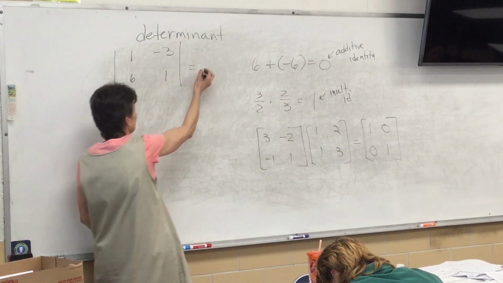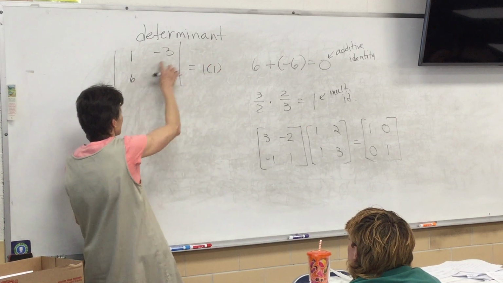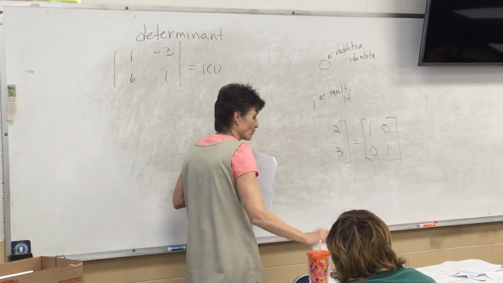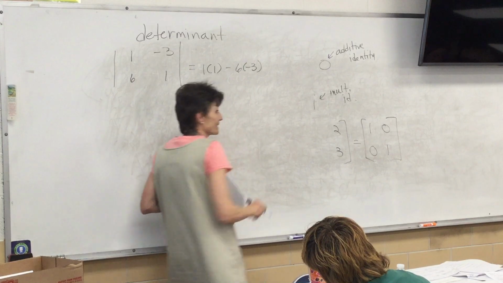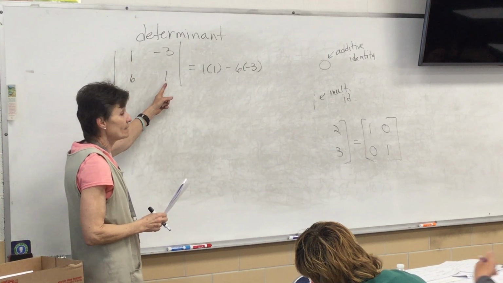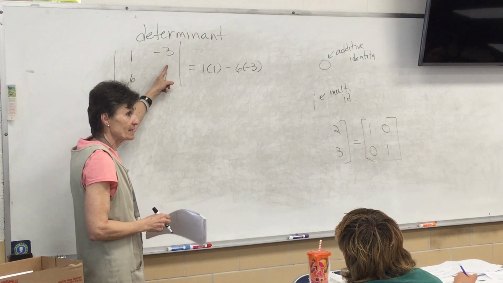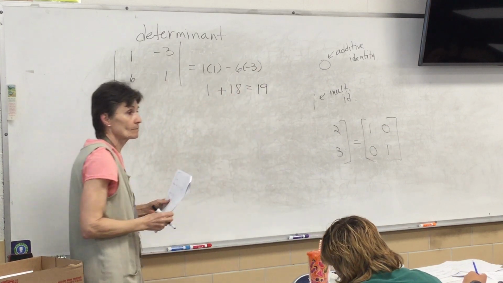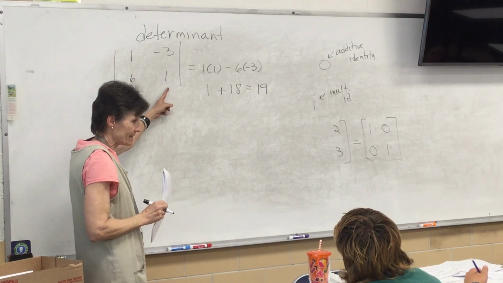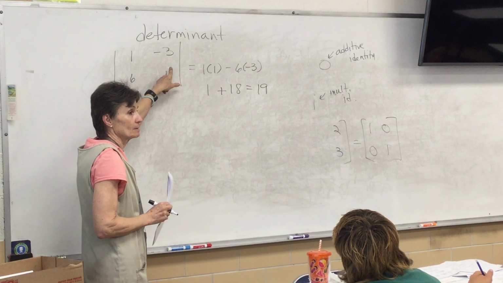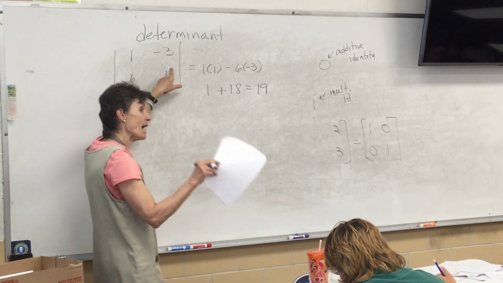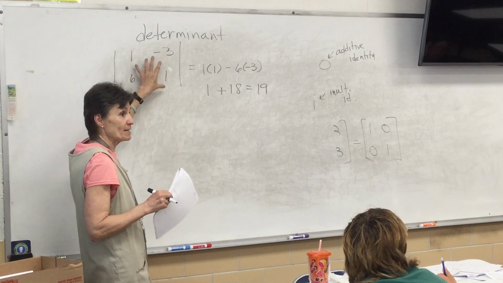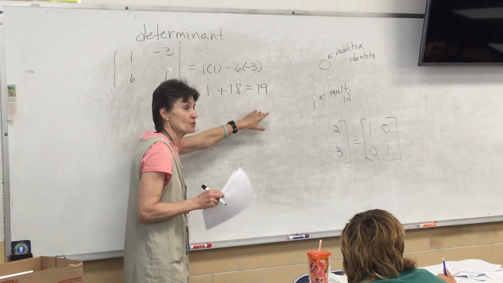So you take 1 times 1. You take 6 times -3. And then here's the kicker. You subtract them. Well, I have to keep straight here. But it's 1 minus -18. So the value of the determinant is 19. Do you see how it's possible to do that operation and get 0? That would mean your matrix was singular. This one is not because the determinant was 19.